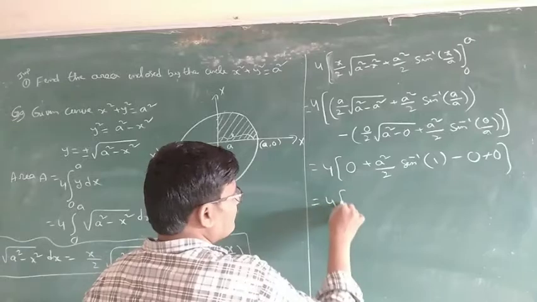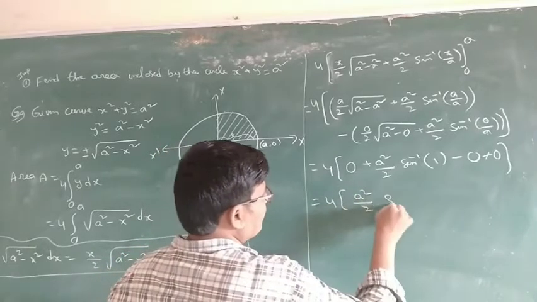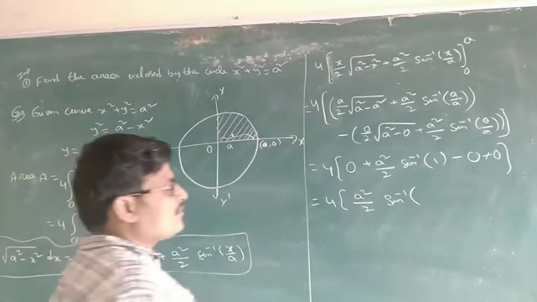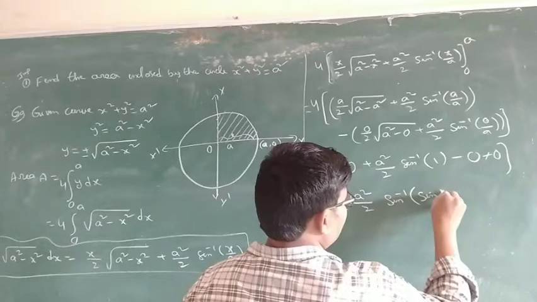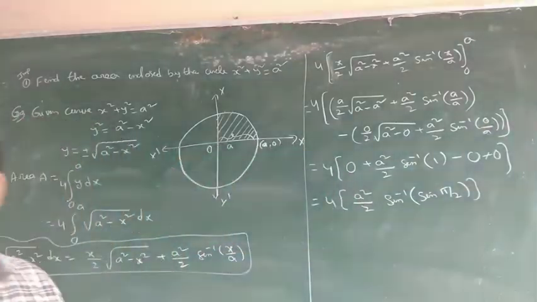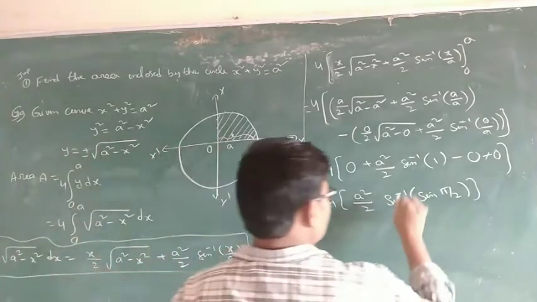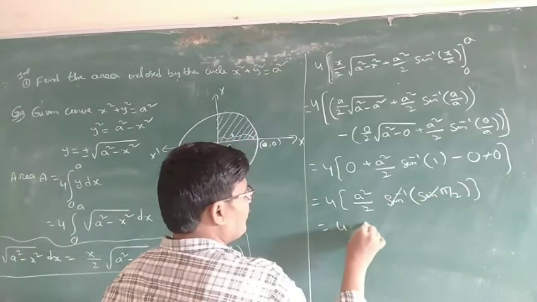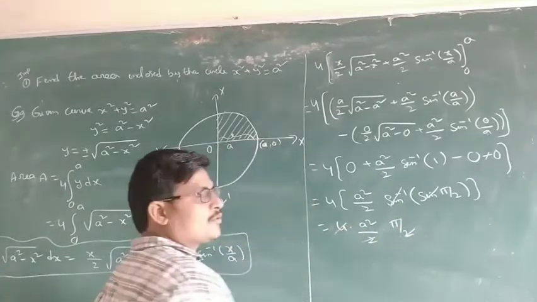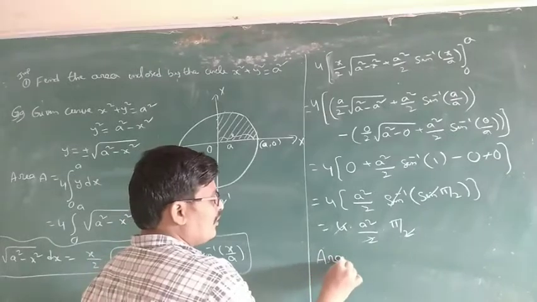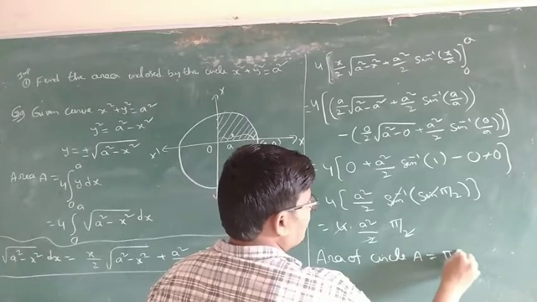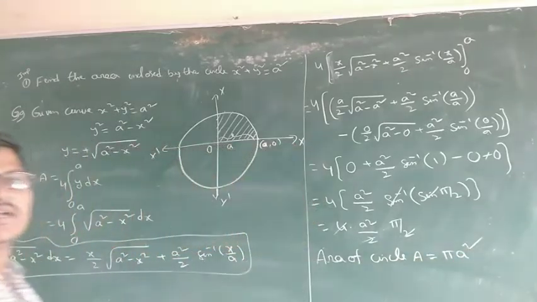So 4 into a square by 2 into sin inverse of 1. Sin inverse of 1 is equal to sin 90. Sin inverse of 0 is equal to sin 0. Sin 0 is 0. So sin cancels. 4 into a square by 2 into pi by 2. 2 2's are 4, cancel. So area of circle A is equal to pi a square.